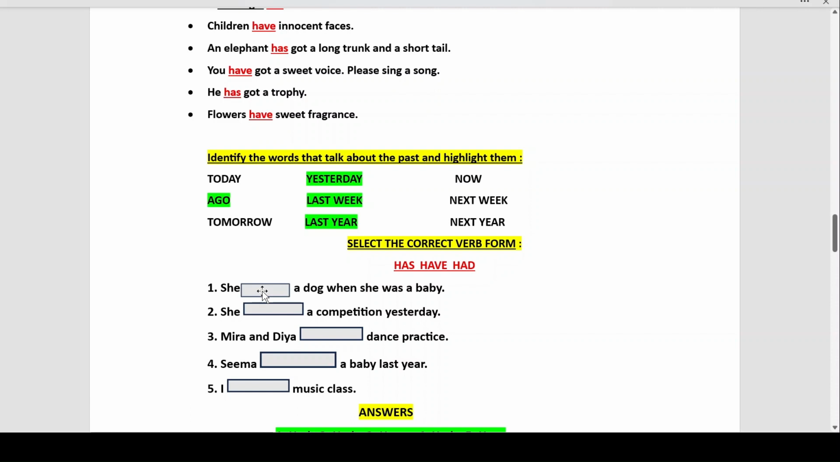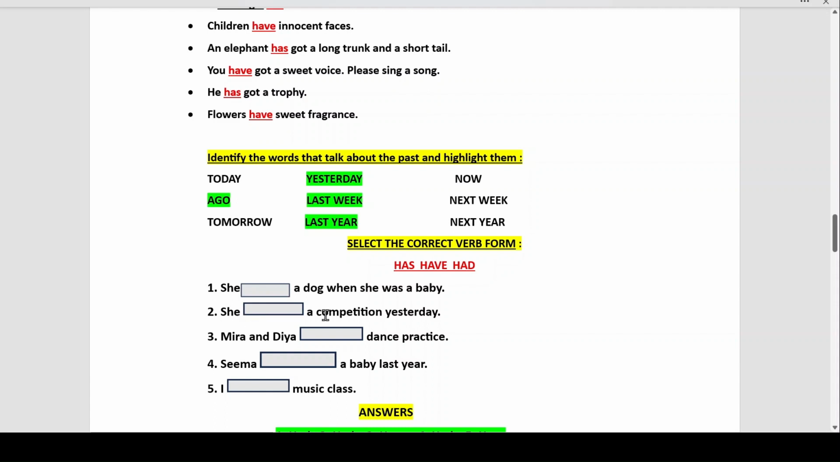She has? No. Why? Because she dashed a dog when she was a baby. So we are talking about the time when she was a baby, जब वो बच्ची थी. That means in the past. So when past comes, what do we use? We use had. So, she had, because we can use had after I, you, he, she, it, or any proper name, or we and they, only when they are in the past.